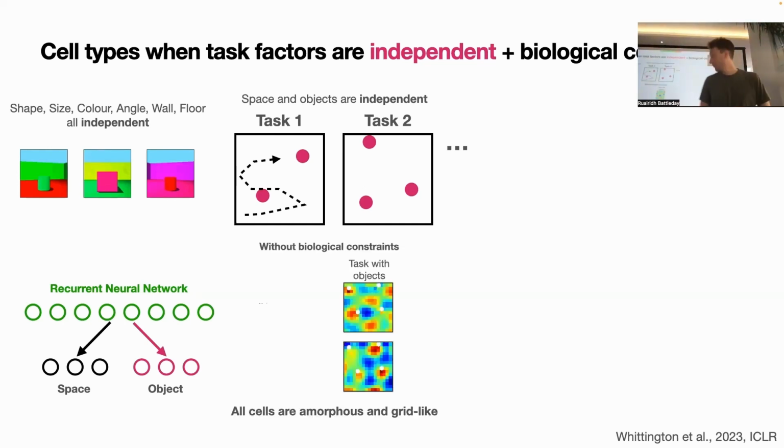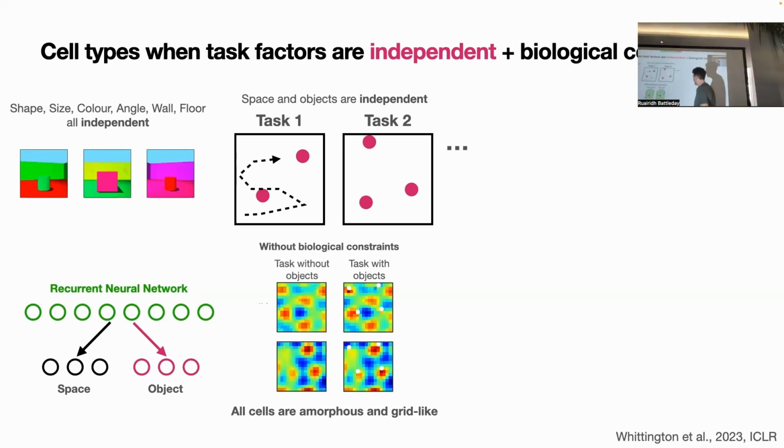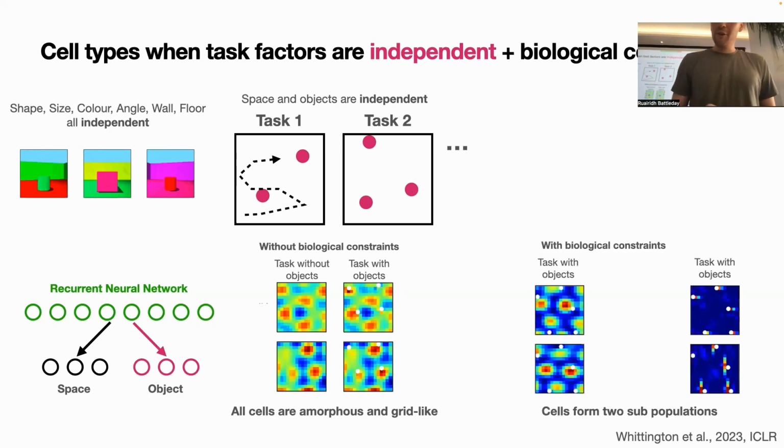Well, without these biological constraints, we find cells, so these white dots are hard to see, but they're the objects. We find cells, these are two cells, and they seem to look a bit grid-like, some amorphous grid-like. And this is without biological constraints in a task with objects. In a task without objects, those neurons sort of look kind of similar. I promise you they're actually not exactly the same, but they sort of look similar. Somehow they're coding for objects. Not obvious how.